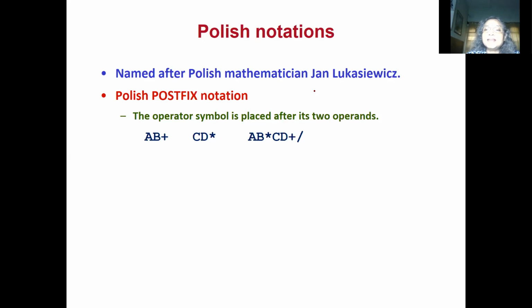First, you write down the expression in fully parenthesized form. What does it mean? Based on the precedence, you write down the parentheses so that the sequence in which the operators are applied becomes very clear. Then we can do a stepwise conversion. So let us look at an example.